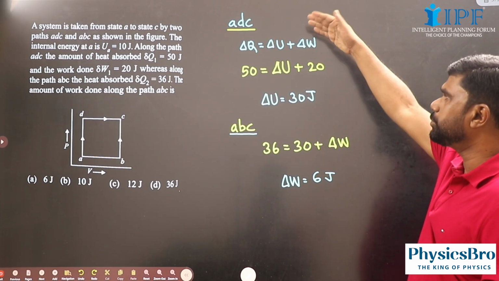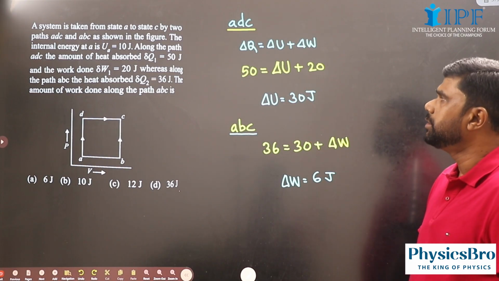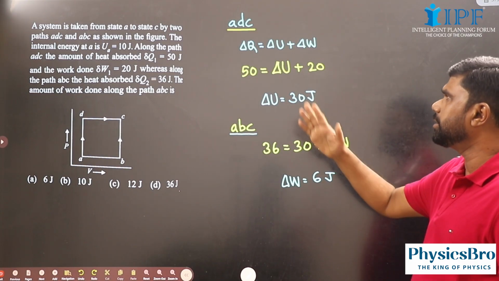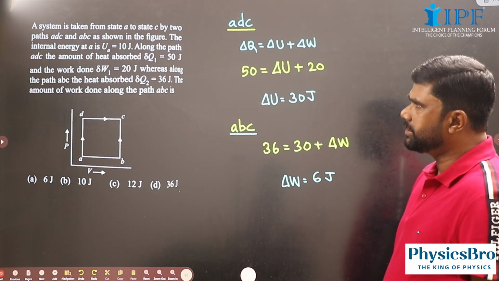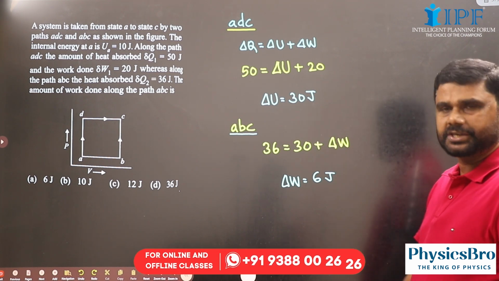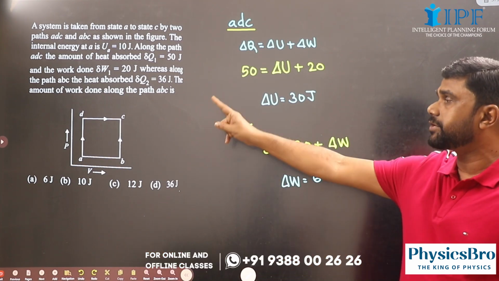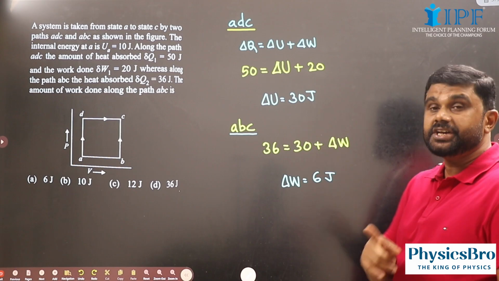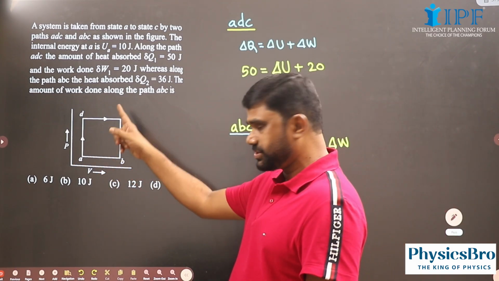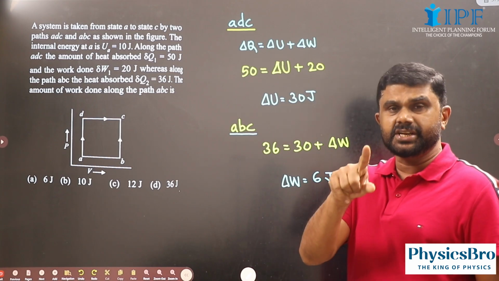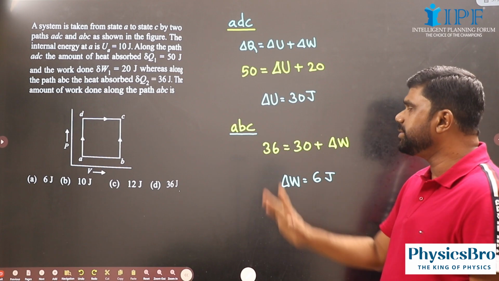Delta Q is delta U plus delta W, and the heat added in the first case is 50 joule. Okay, delta U plus work done, that is 20 joule, delta W1, right? So delta U will be 30 joule. So delta U, the change in internal energy when the system is taken from A to C, is 30 joule. It is independent of the path followed. So if you take the system along the path ABC, then also the change in internal energy will be the same, that is 30 joule.